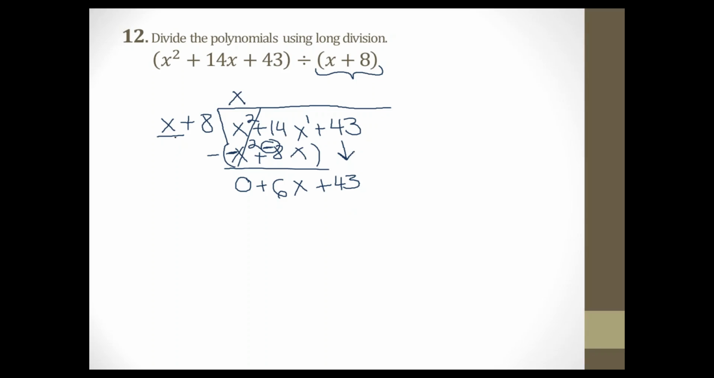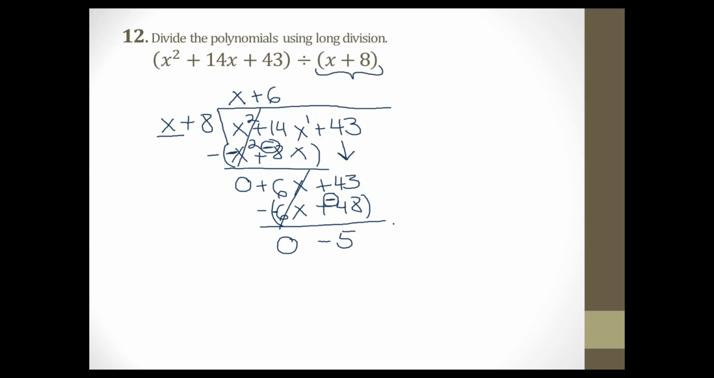Okay, starting over again, looking at this first x and asking ourselves, by what do we have to multiply this x to get to 6x? We have to multiply by 6, because 6 times x is 6x, and also multiplying the 6 by the 8, we get 6 times 8, which is 48. Again, subtracting, which changes the signs, and then just adding down, so 6x minus 6x is gone, and then 43 minus 48 gives me a negative 5.